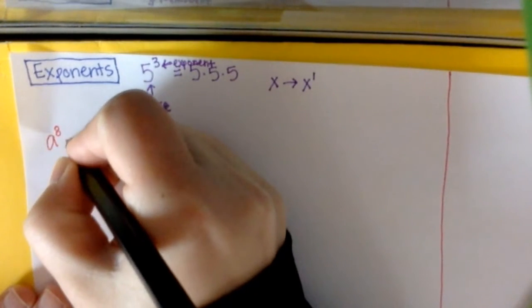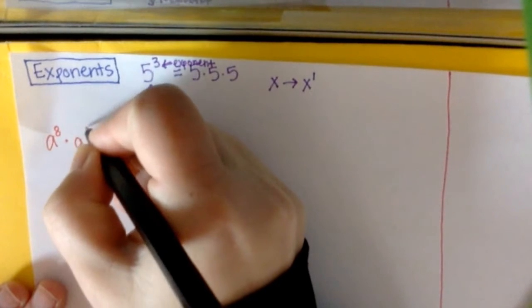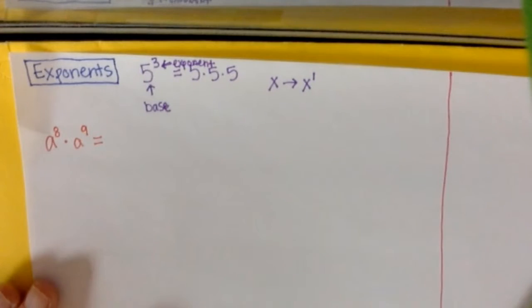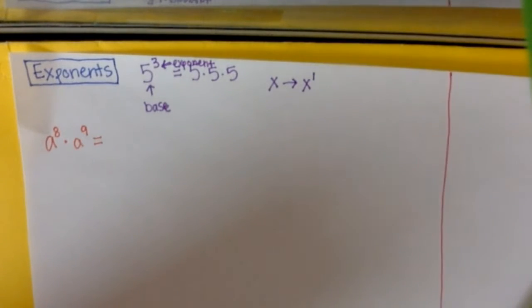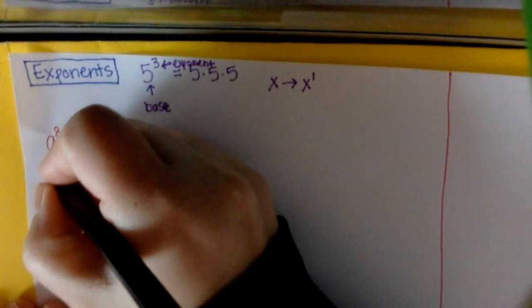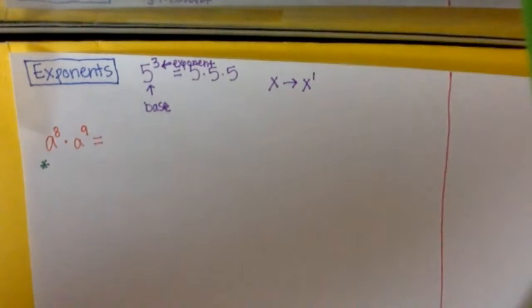And then in my example, I'm just going to say a to the, we're doing 8, 9. And 8 plus 9 is 17. Perfect. So that was the first type of problem that we did.